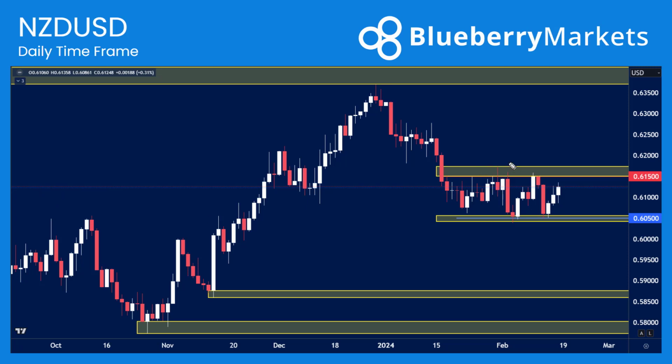Going on to Kiwi dollar then, so I've pointed Kiwi dollar out because price is in a range, and I think ranges are quite easy to identify in the markets, and we can see 0.6150 are the range highs, 0.6050 are the range lows. If price comes into the range highs like it looks like it's approaching now, then it could be a good time to look at if the market's going to make a decision here.